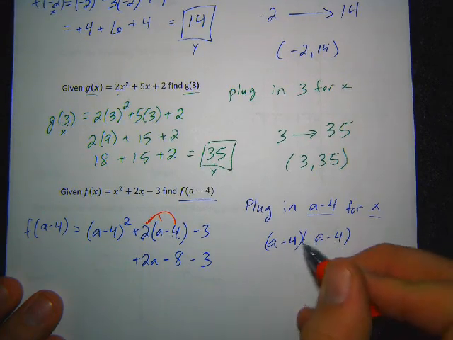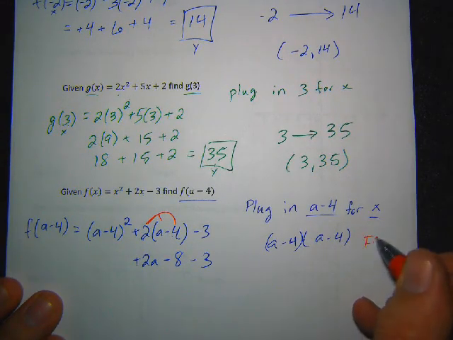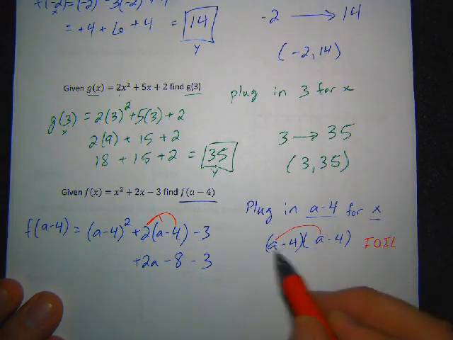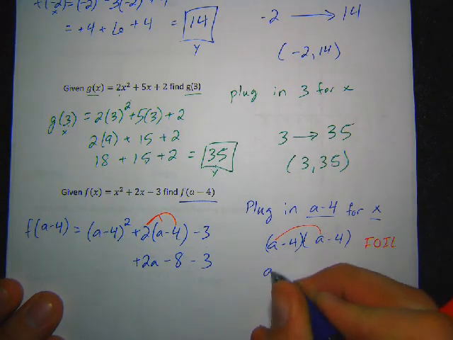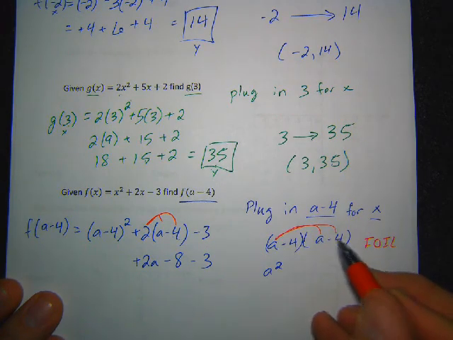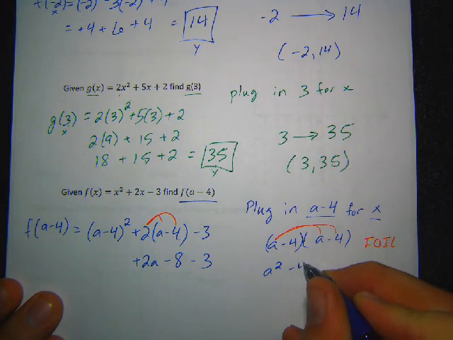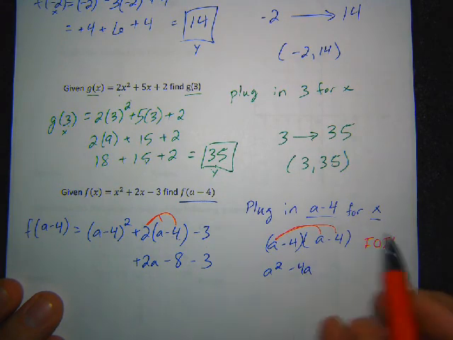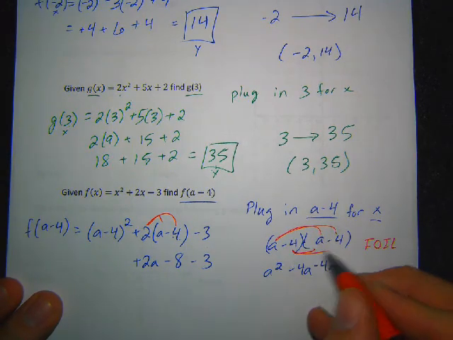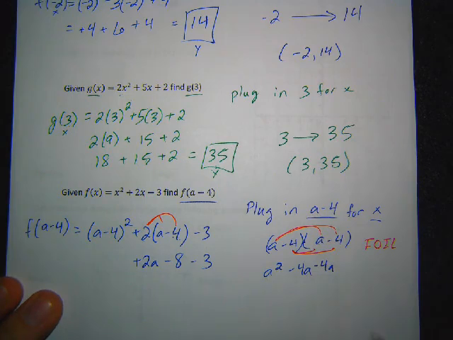This is when you actually have a FOIL problem, right? FOIL is just a fun way to remember how to multiply these. We do firsts, a times a gives me a squared. We do outside, a times minus 4 gives us a minus 4a. Do inside, which is negative 4 times a, which is another minus 4a. And we do last, negative 4 times negative 4, which gives us a positive 16.